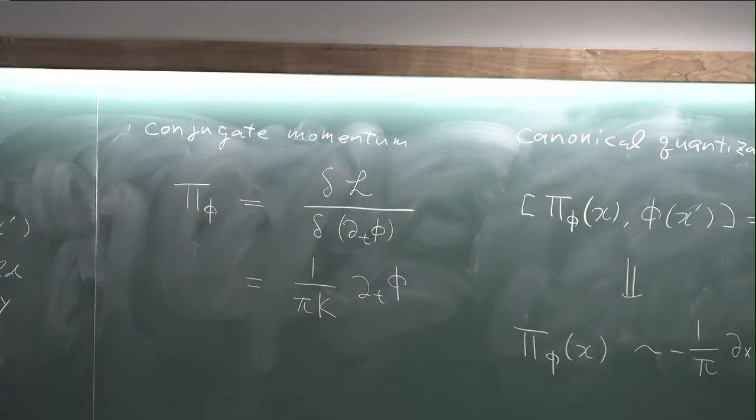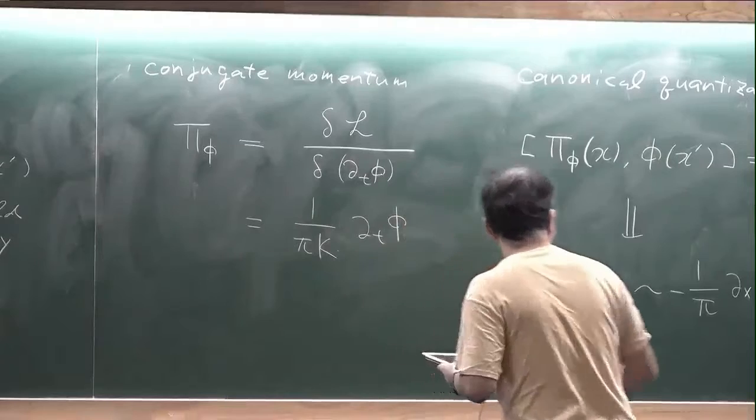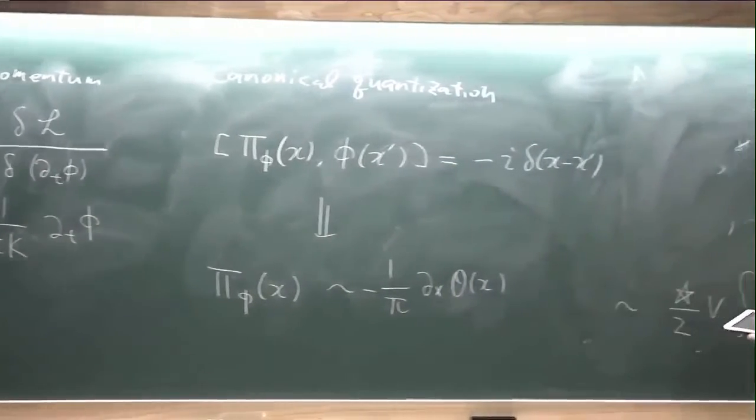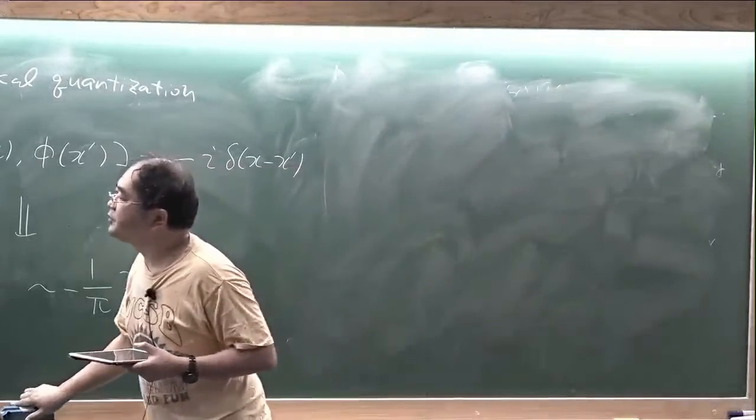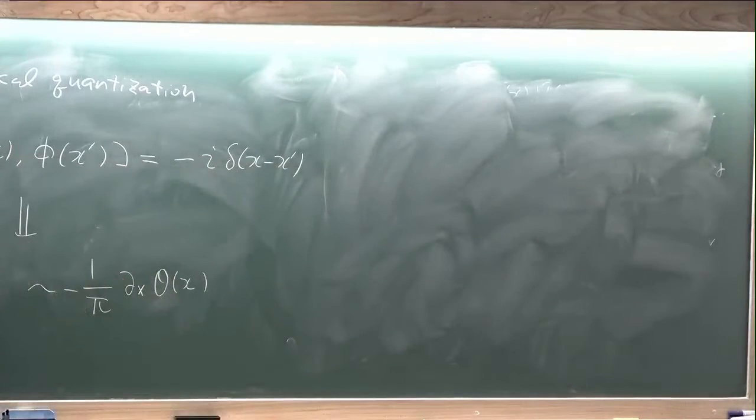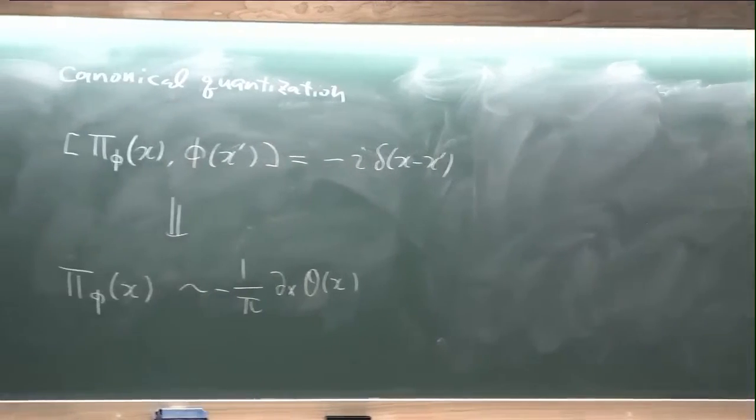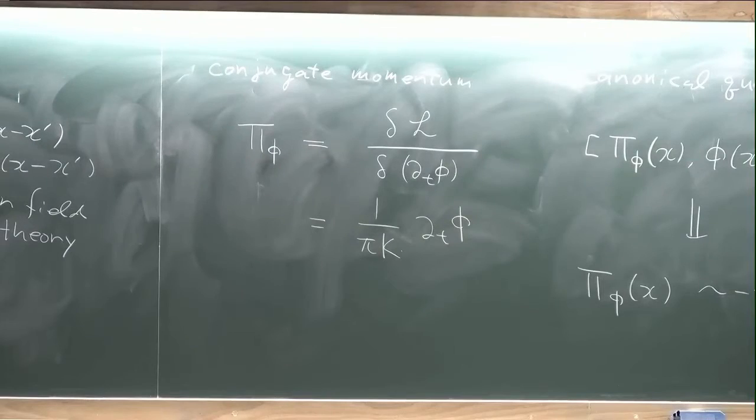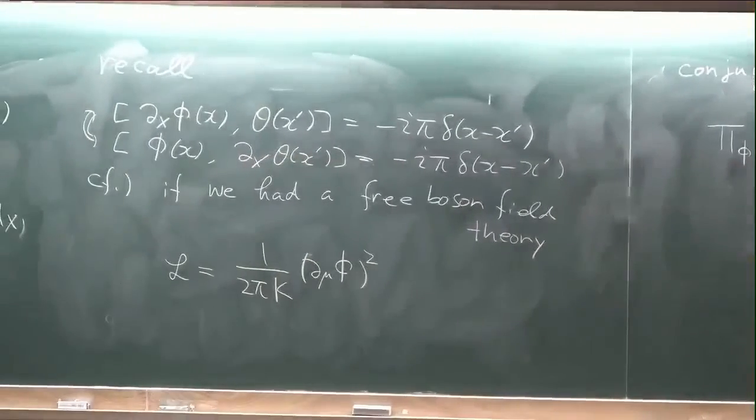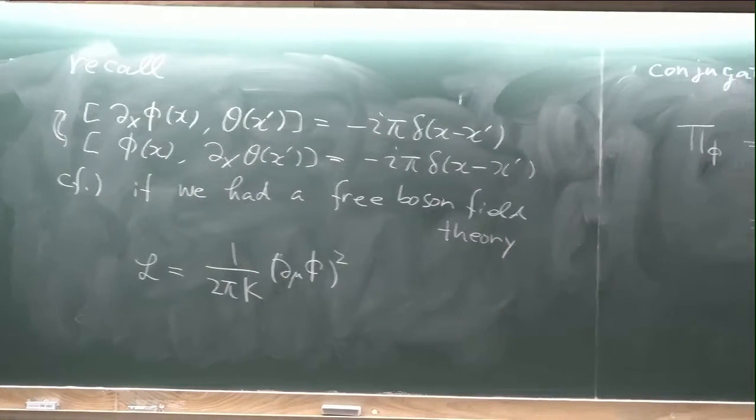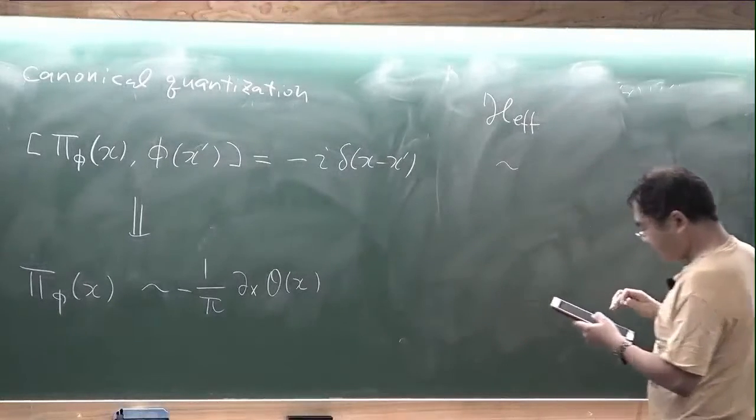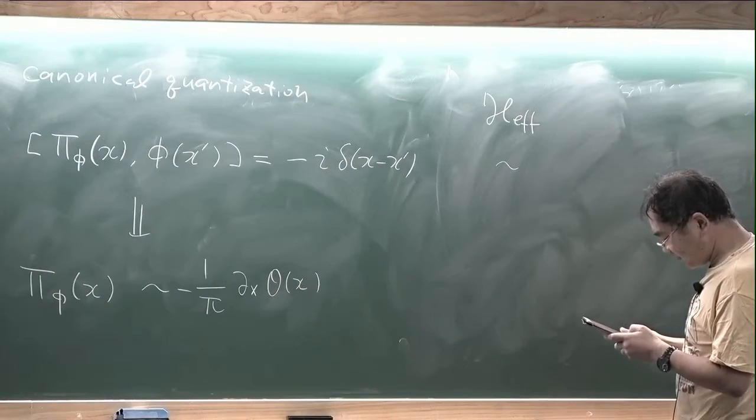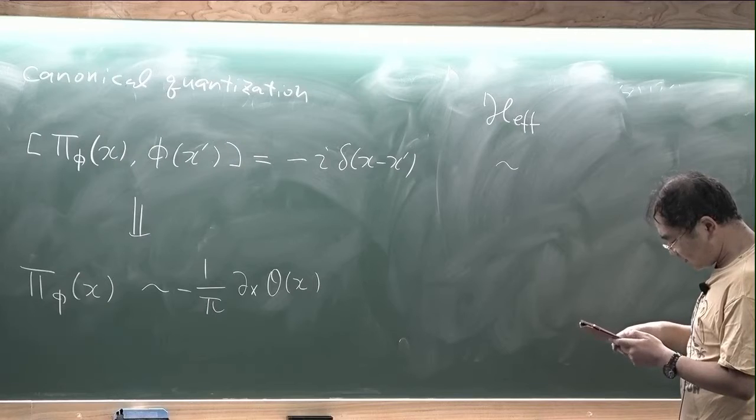Then this Hamiltonian can be written in terms of this conjugate momentum and boson field. So this effective Hamiltonian was the integral of dx phi squared and dx theta squared. But this dx theta can be identified with this pi of phi, the conjugate momentum. So that means that the effective Hamiltonian can be written completely in terms of the phi field and its canonical conjugate.